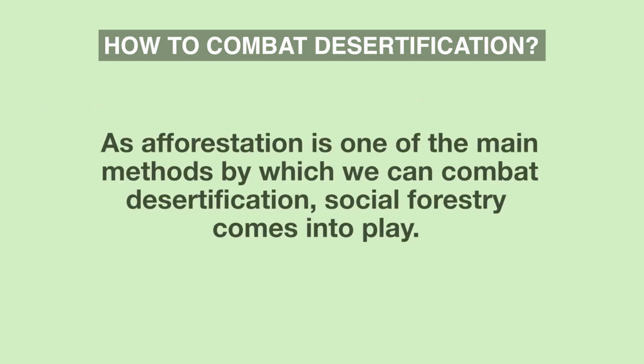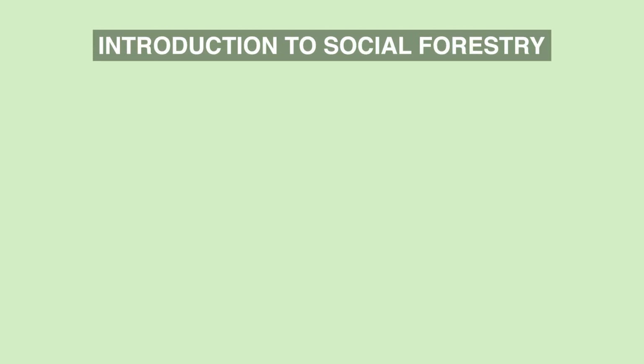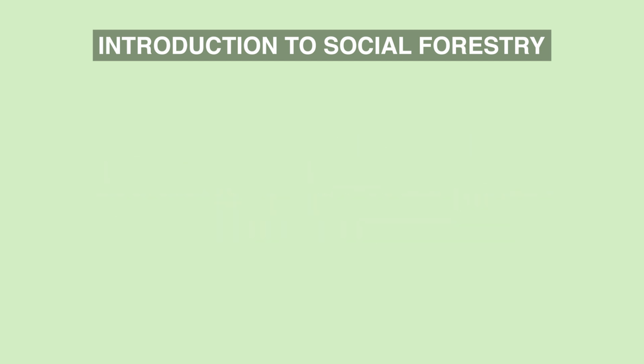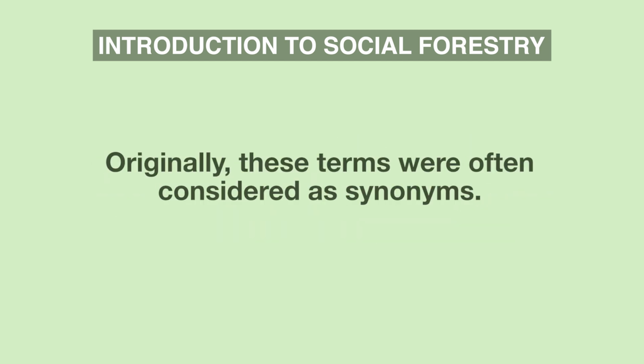So, as afforestation is one of the main methods by which we can combat desertification, social forestry comes into play. Now we will go through an introduction to social forestry. During the advent of the social forestry strategy, various terms were used to represent it. Not only social forestry, but also community forestry. So originally, these terms were used as synonyms.